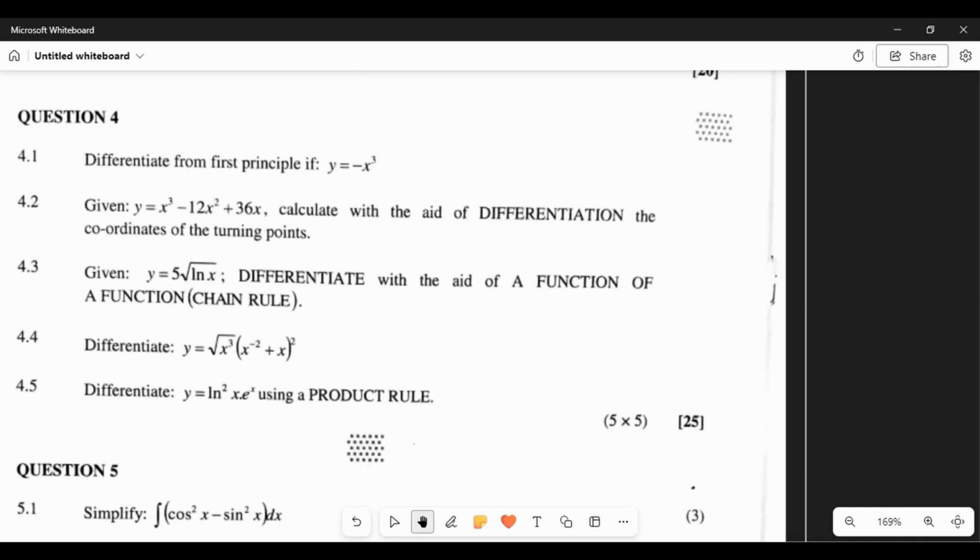Alright, guys, let's look at 4.2. As you can see, here is our 4.2. I'm just going to copy this question and paste it where there is space so that you can analyze and solve it. So for 4.2, we are given this expression: y is equal to x to the power of 3 minus 12x to the power of 2 plus 36x. They want us, with the aid of differentiation, to find the coordinates of the turning point. So here they just want the coordinates of the turning point.